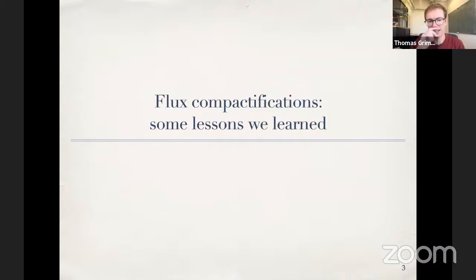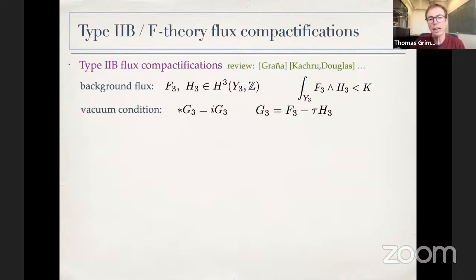Okay, then let's get started with flux compactifications and some lessons we learned. So I set out a very general motivation, a very hard question, and of course I will not be able to prove anything in this generality. What I will do is focus on a particular setting, namely type 2B flux compactifications with background fluxes. These have been studied over many, many years. They are very well understood, and I will just briefly review some main aspects.